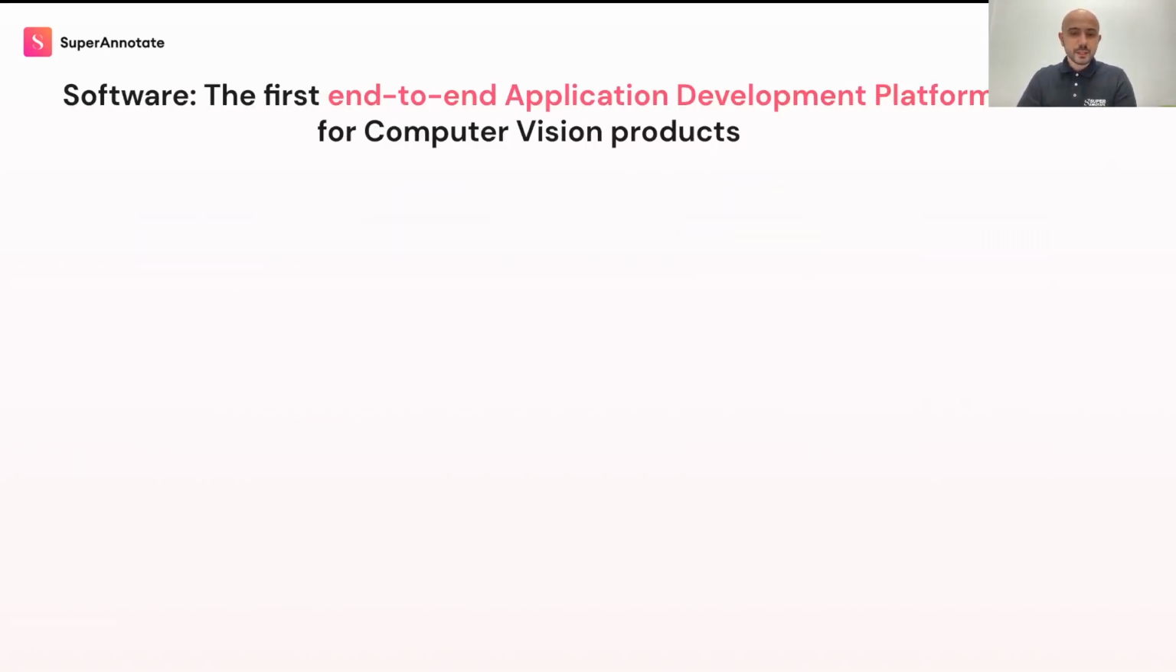So what we're building as a company is software that is helping people accelerate application development in computer vision products. This might sound like a lot of cheesy words, but let me break down what it means to create a successful CV product.